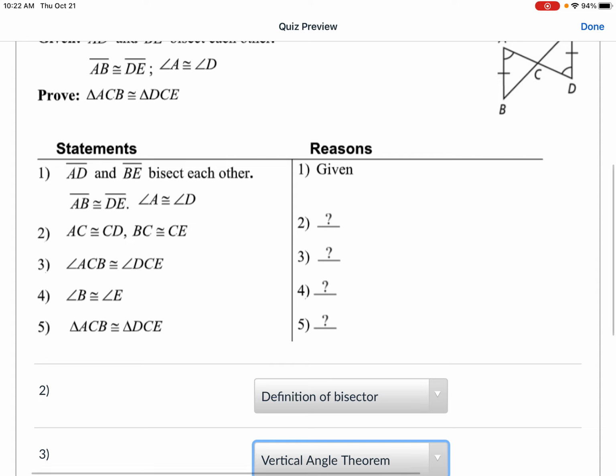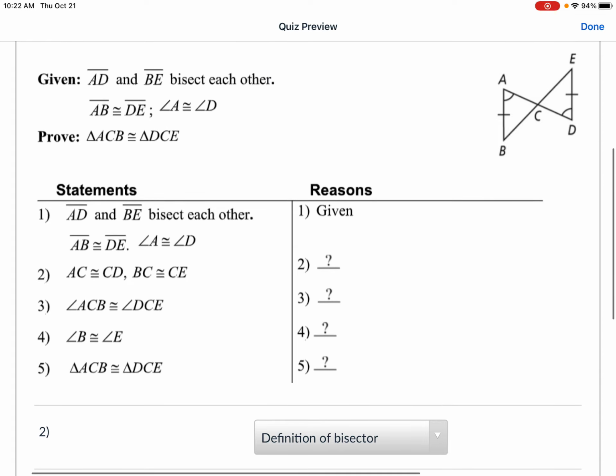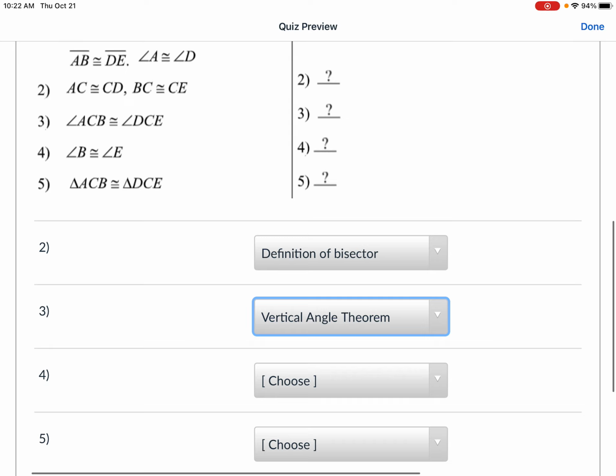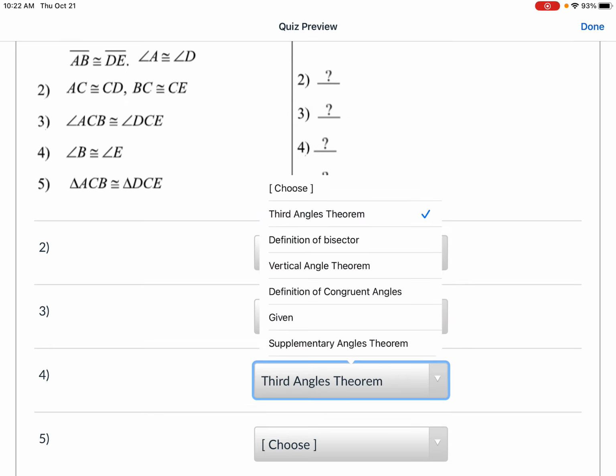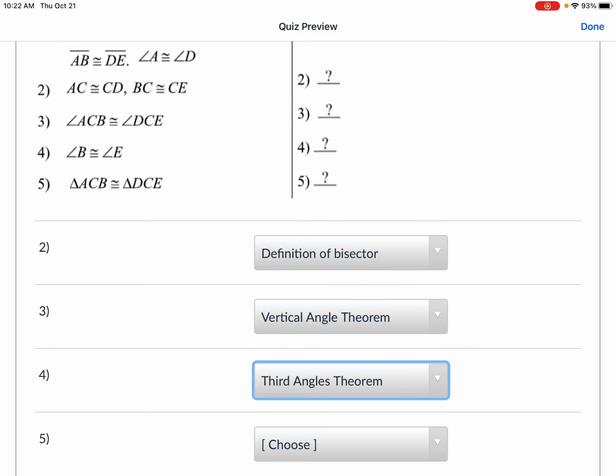The next thing we're looking at in statement number 4, angle B and angle E. Well, if we are given that one of the angles is congruent, statement number 3 told us that vertical angles are congruent. How do we know that the third angle is congruent? Just like we talked about a minute ago, the third angle theorem is named after that exact situation. The third angle theorem says that if you've got two congruent angles between your triangles, the third one has to also be congruent. And that's how it goes.